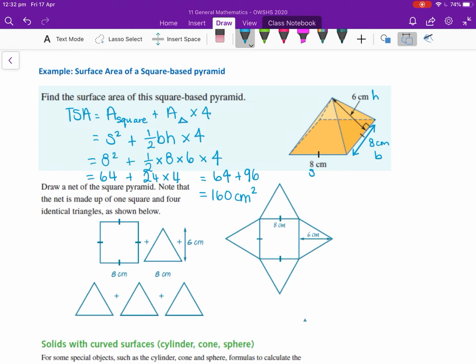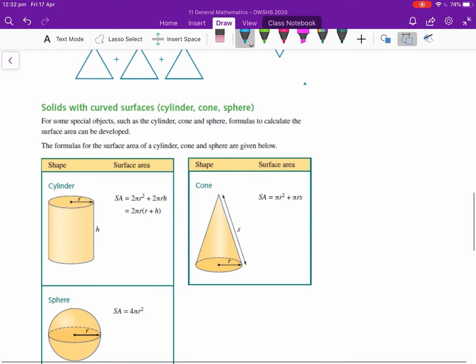So the easiest way, as I said, is to take your problem, draw a net just so you can visualize what shapes you actually have, and then break it down into the actual shapes, whether it's a square, a triangle, a rectangle, parallelogram, whatever it may be, and go from there. So then it becomes quite easy. It's just a matter of adding up the correct number. All right, so let's have a look at another example.